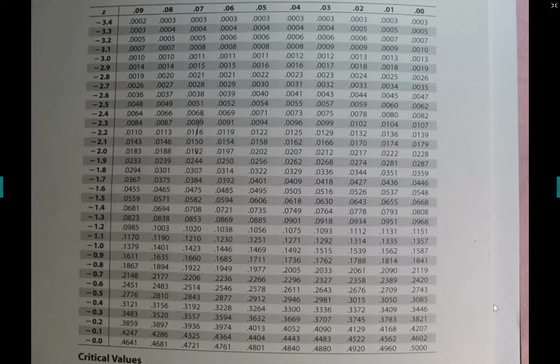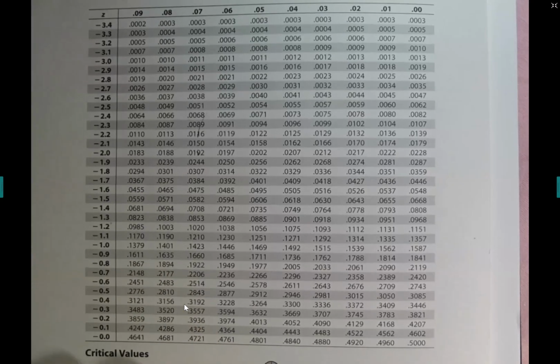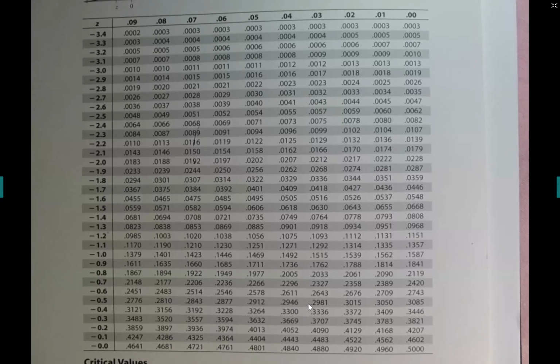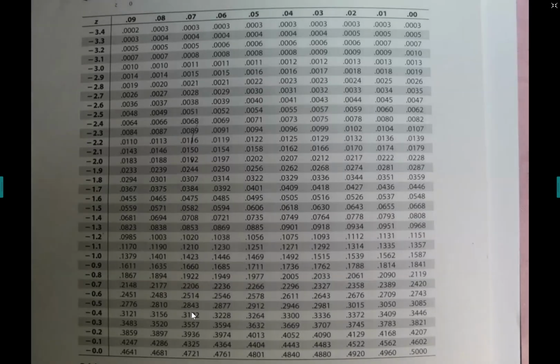Let me see. 0.3192. So we got 0.3192. Yes, I agree. Does everyone agree with this answer? If you guys are still in doubt on how to use the table, please let me know. Don't be shy of asking the question. So yes, it is 0.3192, guys. Yep. 4, 7. This is the 4, and this is the 7, 0.3192. Okay.